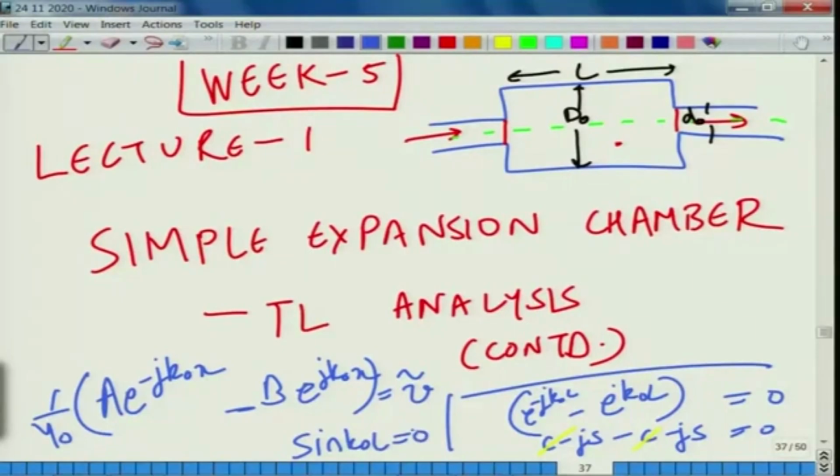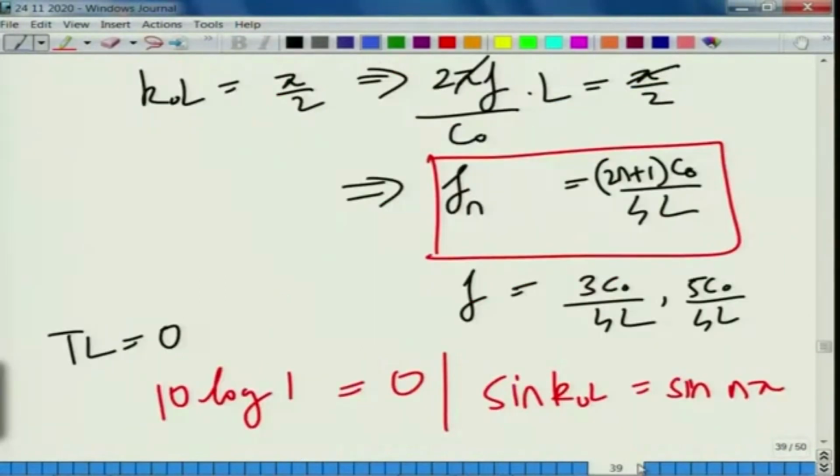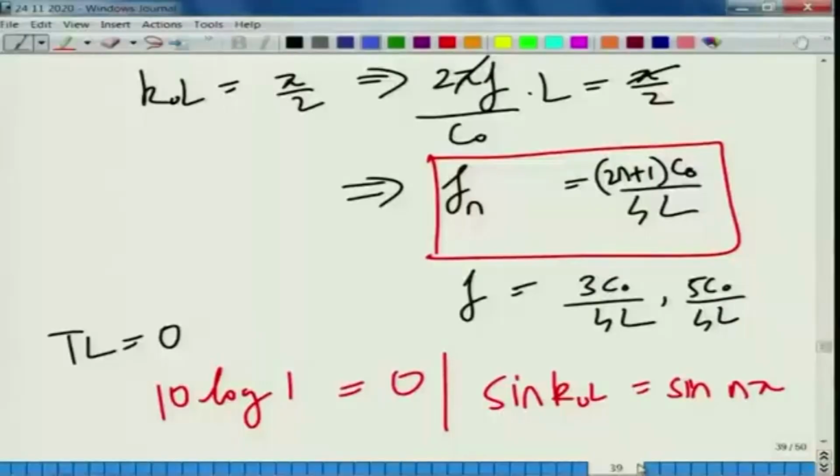Eventually you are going to get that, and this is the condition we got from the transmission loss expression just a while back when we were dealing with the troughs, isn't it? So this discussion is important because the troughs always occur at the resonance frequencies, first, second, third, fourth and so on, of a simple expansion chamber. So this is one point I thought of mentioning.